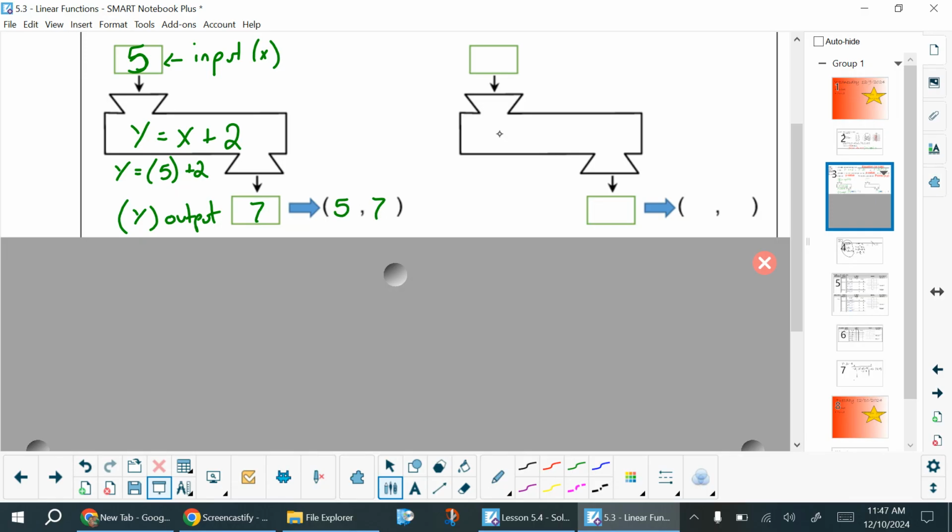If I do something a little more complicated, maybe I have something like y equals 2x minus 3. If I put in a number like 4, that's my x value, so I'm going to replace the x with that. I'm going to have y equals 2 times 4 minus 3. I need to worry about my order of operations, so 2 times 4 is 8, and 8 minus 3 is 5. So my output would be 5, and my coordinate would be 4 comma 5.